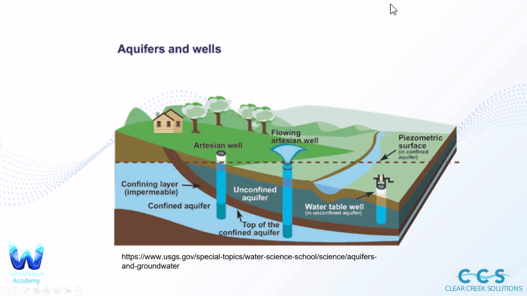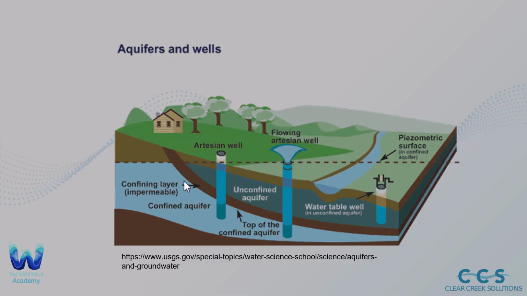So you can see we have an aquifer and wells here. You can see the unconfined aquifer, the water table, and some of the layers that occur in this confined aquifer setup. And so it's just another variation on the groundwater there.